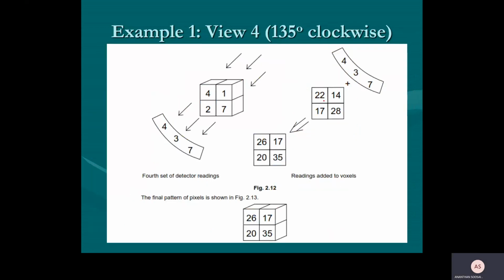Then shine at 35 clockwise. So you get 4, 3, 7, the accumulation. Here is 4, here 1 and 2 become 3, 7 is 7. So 4, 3, 7 will be added again. The pixel size gets bigger and bigger. So 4 added here, so 26 and so on. 3 here, 14, 17 become 17 and 20, and 7 added here, 28. You get the total pixel value.